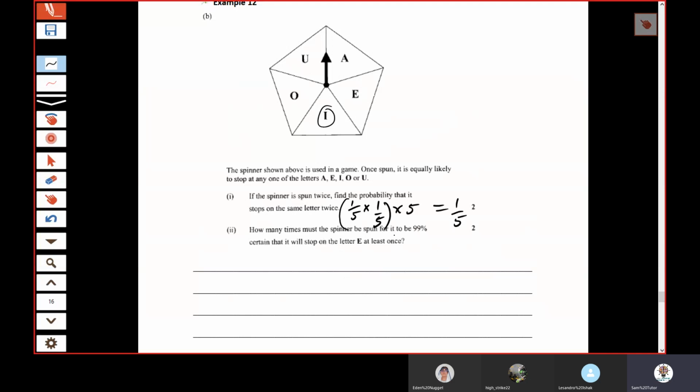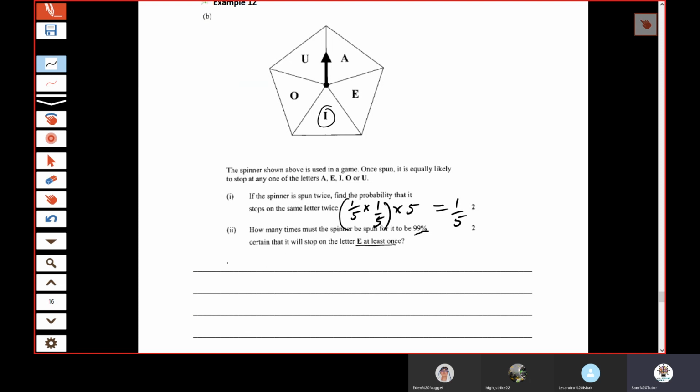How many times must a spinner be spun for it to be 99% certain that it will stop on the letter E at least once? How many times must the spinner be spun for it to be a 99% certain chance that it will stop on the letter E at least once? Oof. That it will stop on the letter E at least once.